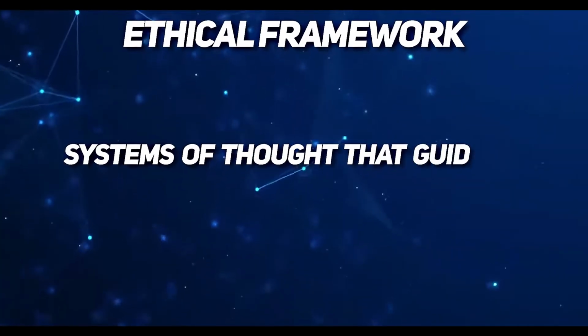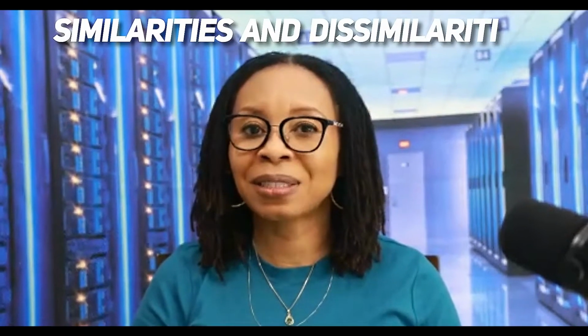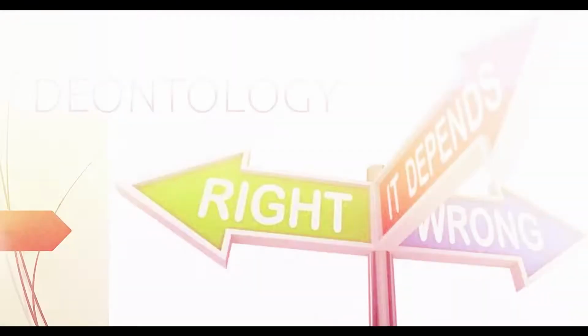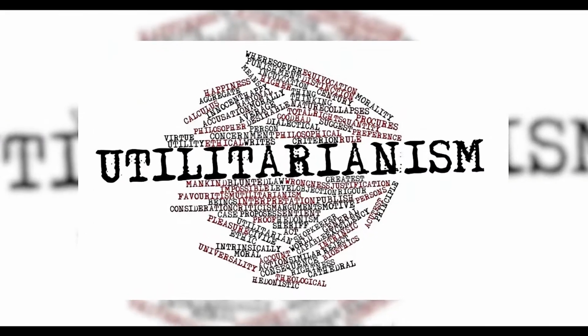Ethical frameworks are systems of thought that guide us in making moral decisions. They help us determine what's right and what's wrong. Although each framework has its advantages, they also have negative aspects as well. I will discuss their similarities and dissimilarities in another video, so stay tuned. Okay, here are the three major ethical frameworks. There's number one, deontology, number two, virtue ethics, and number three, utilitarianism.